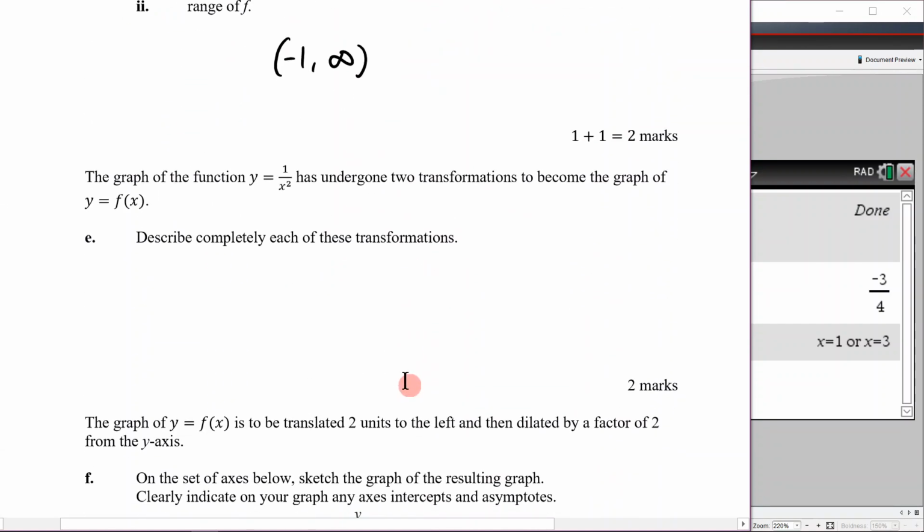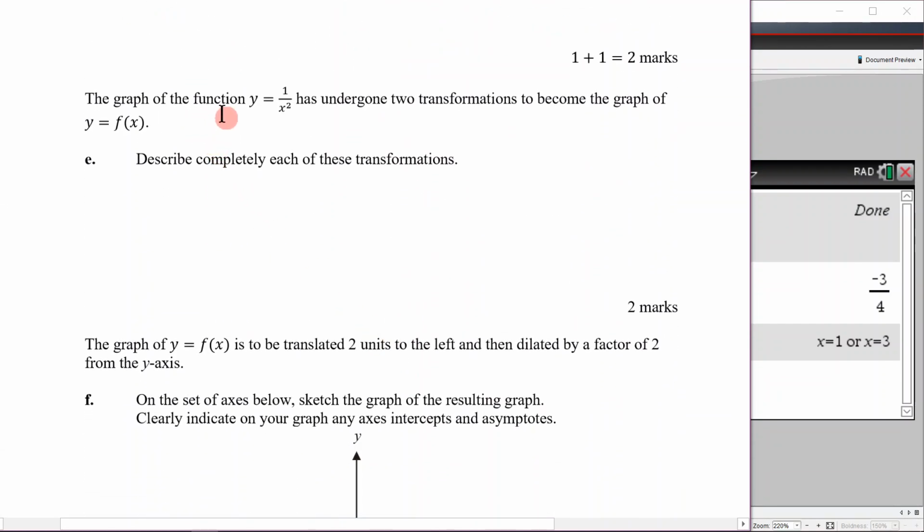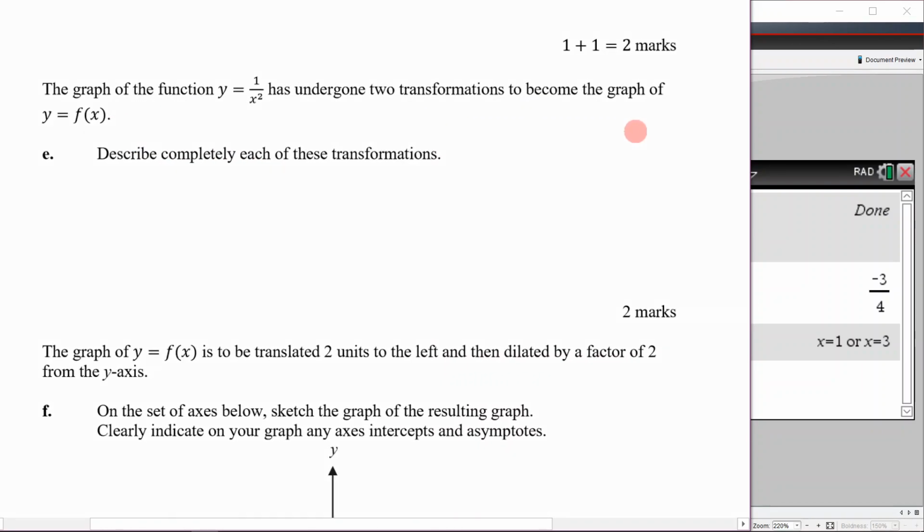Okay, perfect. Next, the graph of the function y equals 1 over x squared has undergone 2 transformations to become the graph of y equals f of x. Describe completely each of these transformations. So let's just remind ourselves what f of x is. It's 1 over x minus 2 squared minus 1. So this minus 2 here is telling me that I have a translation of 2 units in the positive x direction.